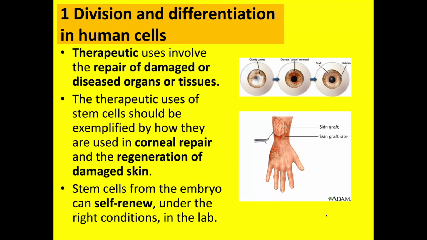They can also regenerate damaged skin. So, for example, if you have burnt your skin with fire or acid or something similar, normally that would form scar tissue. But if you put a skin graft on it, which has been grown from stem cells, then that will help to repair that damaged tissue.